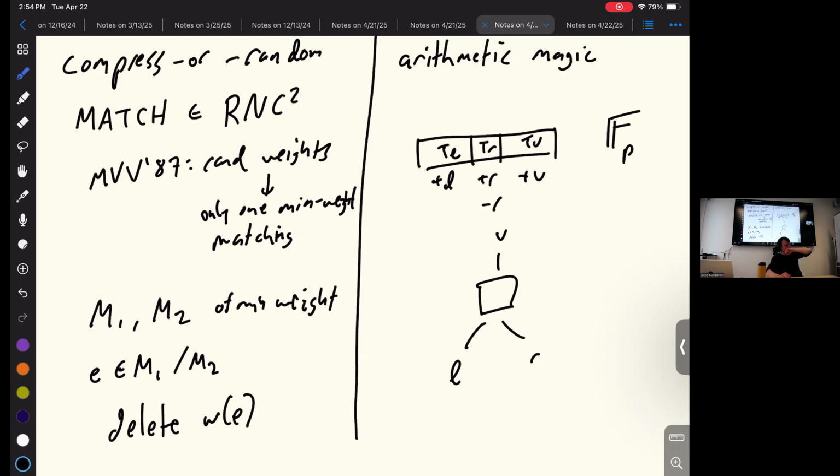If I want to add L, that's easy. If I want to subtract L, also easy, so I just look at it. But now let's say this value V was the sum of L and R. How do I add the sum of L and R? Well, I add L and I add R. How do I subtract the sum of L and R? Well, I subtract L and I subtract R.